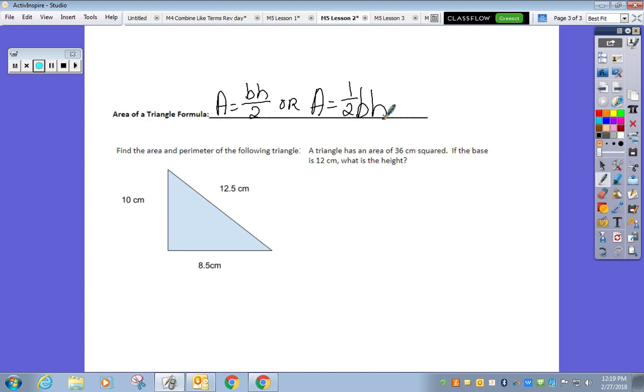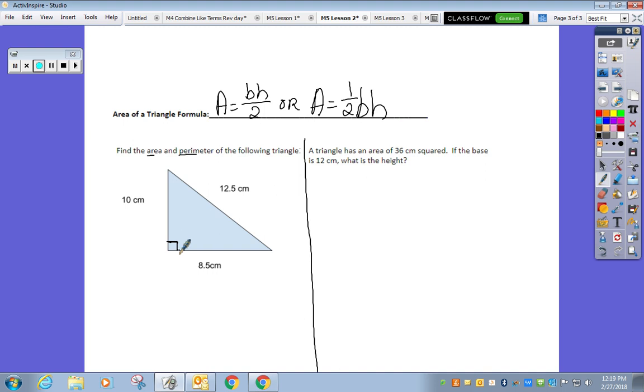Okay, so it asks us to find the area and perimeter of the following triangles. So this we're going to kind of just split in half here, this screen. So we need to first find our base and our height. With a triangle, it's the same idea as a parallelogram with the base and the height. The height has to come out of the base at a right angle. Since this is a right triangle, we have our built-in right angle here.